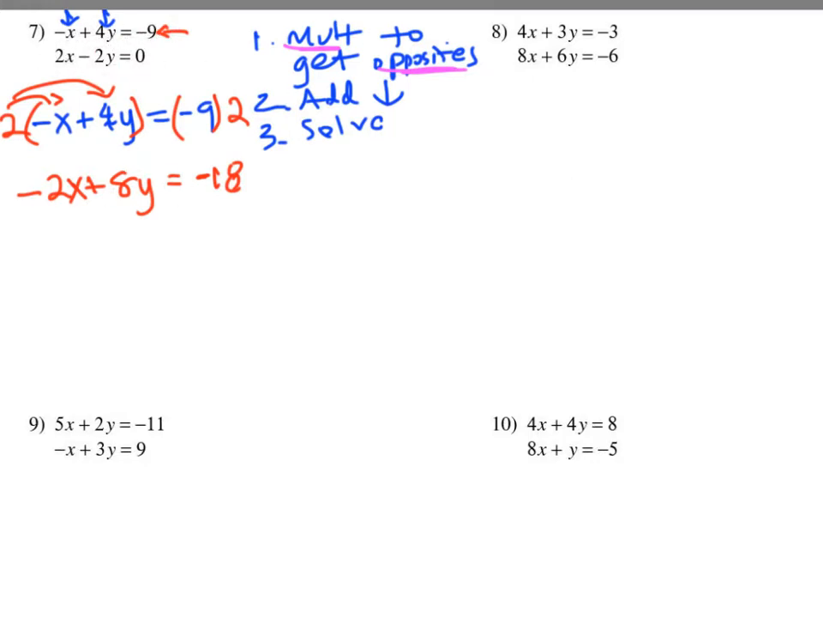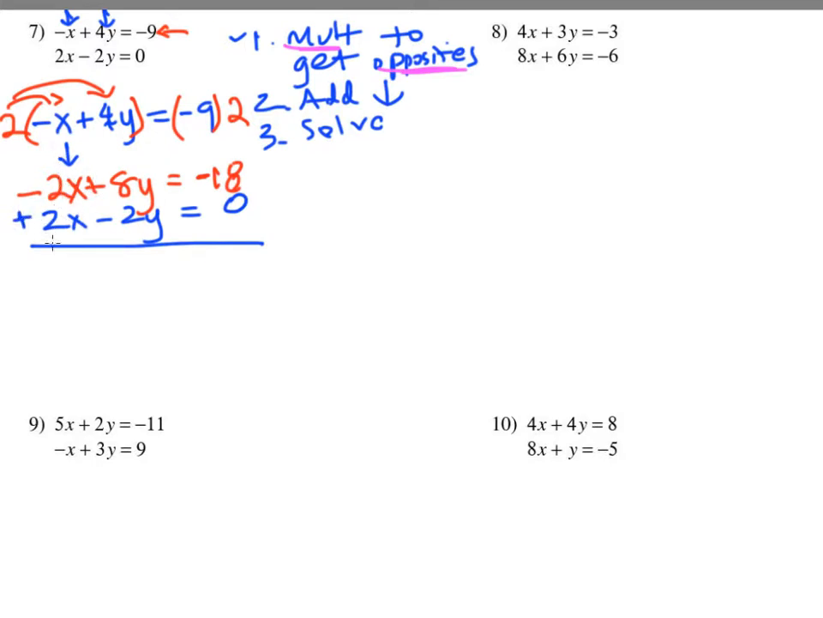So let's rewrite the second row underneath. I mean, I guess you could put it on top, but he was there to begin with. So there we go. All right, so let's take a look here. We have just multiplied to create opposites. These are opposites. Perfect. We're done with step 1. Now we're going to add straight down. Let's go ahead and add straight down.